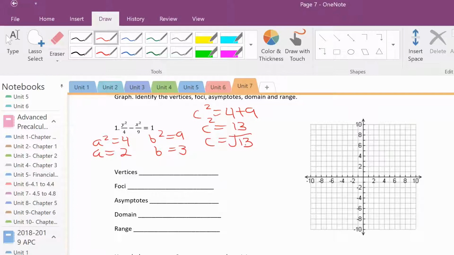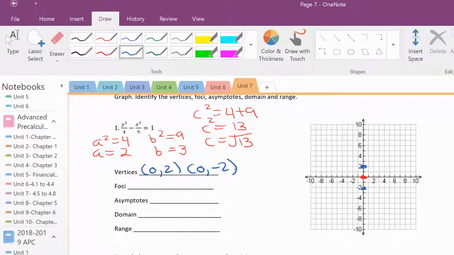And so to find the vertices, remember the center is 0, 0, because it's just y squared and x squared. So you're going to go up 2 and down 2 now. And those are your vertices. So it's 0, 2, and 0, -2.